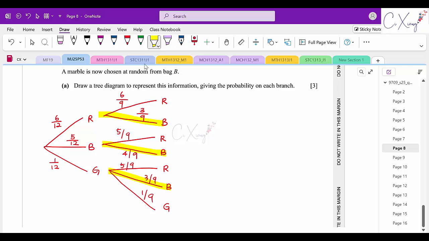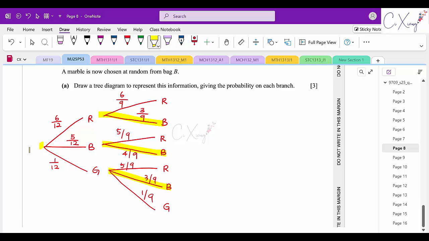Okay, but the problem now is we cannot start our probability halfway from the tree diagram. Every time when you want to calculate the probability, it must be starting from the beginning. So you cannot tell me that, oh, the bag B is blue, so I just add these three probabilities together. It is not correct. You have to start from the beginning.